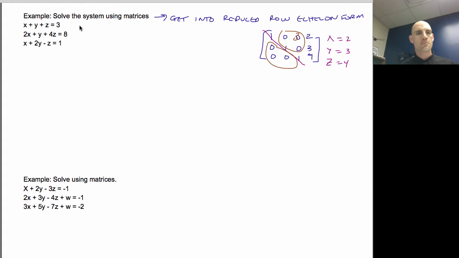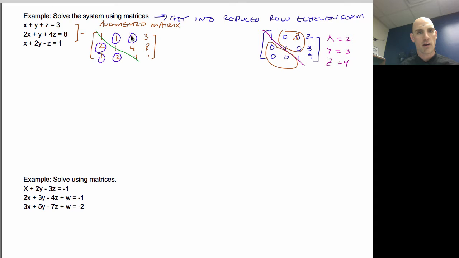So let's look at this. This set of equations has an augmented matrix. It looks like this: 1, 1, 1, 3, 2, 1, 4, 8, 1, 2, negative 1, 1. Again, what do I want? I want 1s on my diagonal. I'm pretty close there. I just have to do a little bit of elimination. I'm trying to get zeros here, here, here, here, here, and here. Well, how am I going to do that? Well, my first line is pretty good for right now. So I'm going to do a couple things at one time.